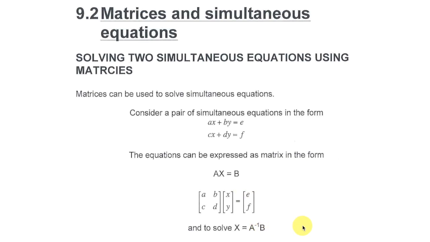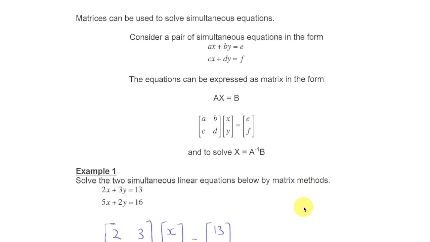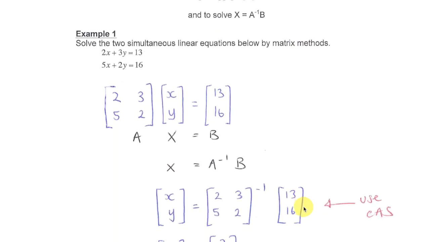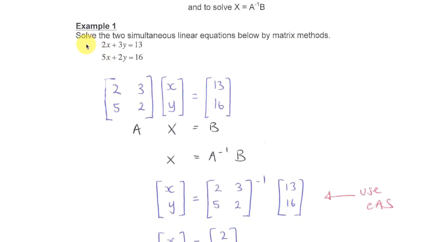So if we think of the variables X and Y, coefficients A, B, C, D, so they're just the numbers in front of those variables, and then E and F as being the answers or the constants, then we can make use of the connection of that and this here. It's much better to see in a real good example. So equation 1 is 2x plus 3y equaling 13, and equation 2 is 5x plus 2y equaling 16.